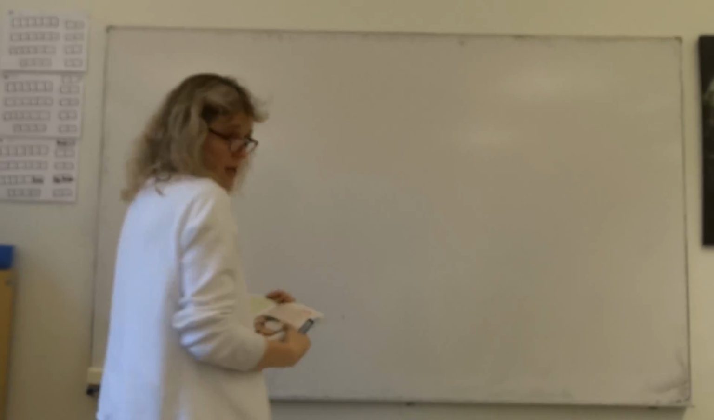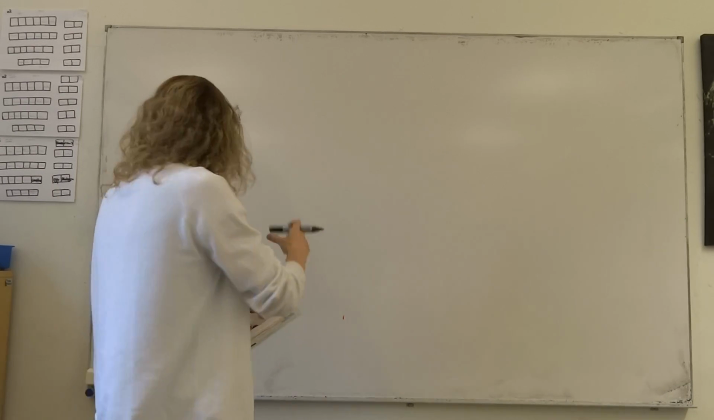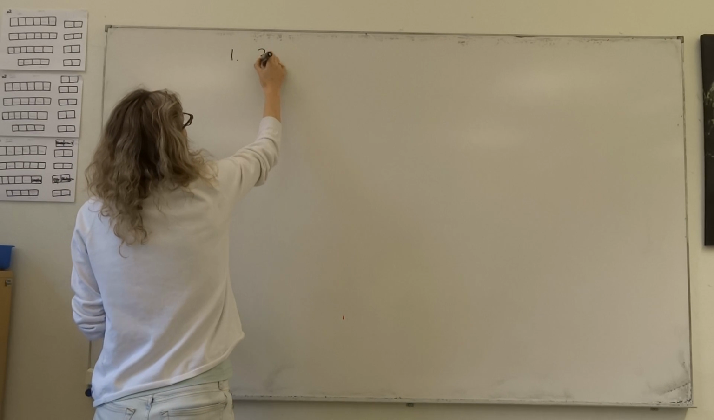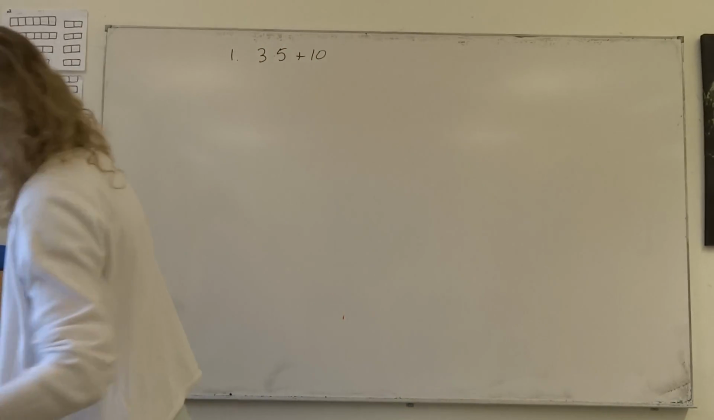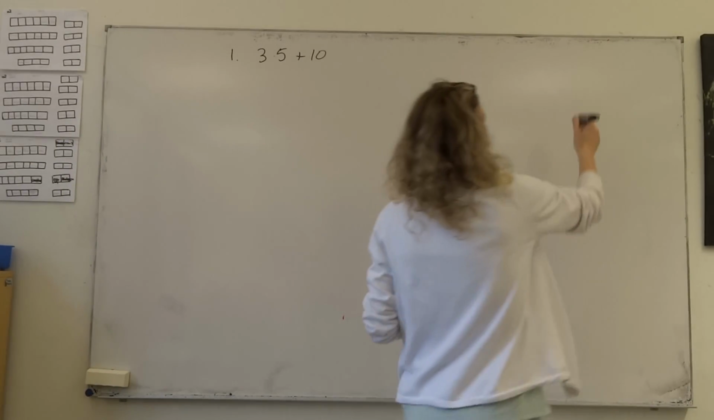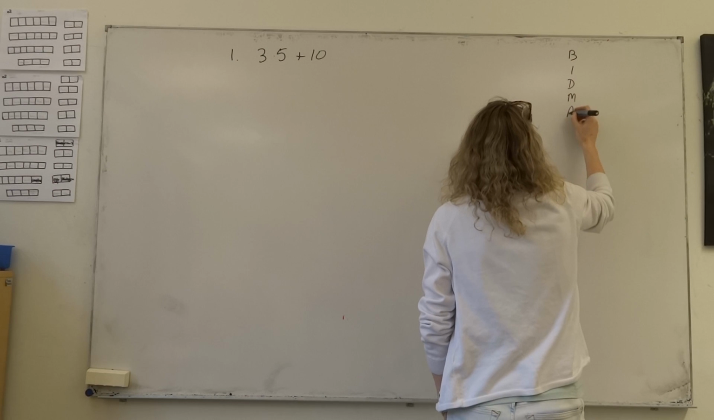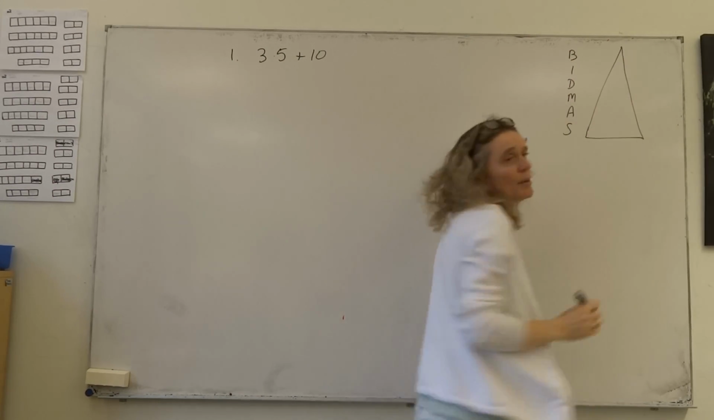Wendy's favourite chapter, Algebra. A quick diagnosis test before the test week next week. Question 1. Calculate 3 times 5 plus 10. Now we know that we have BIDMAS, which is a priority triangle, a pyramid.